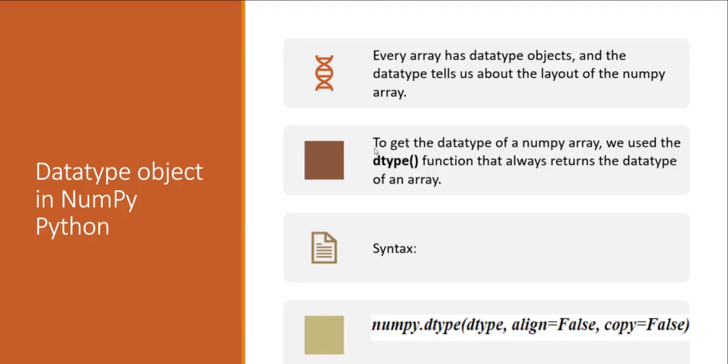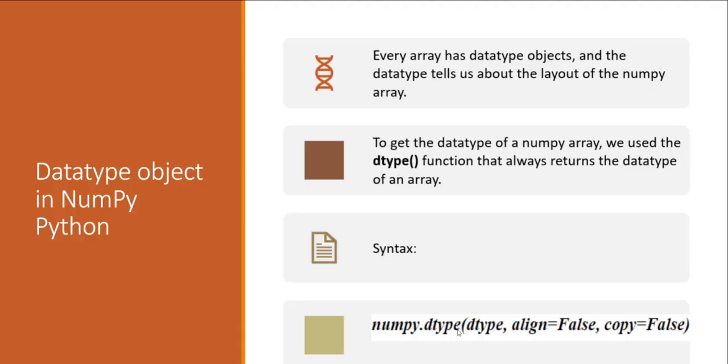Basically all the elements of a NumPy array are data type objects, also known as dtype. A data type object implements a fixed size of memory. It gives us information about the type of data, that is integer or float, and also the size of data. To get the data type of a NumPy array, we use the dtype attribute that always returns the data type of an array. So we can create a data type object by using the following syntax.